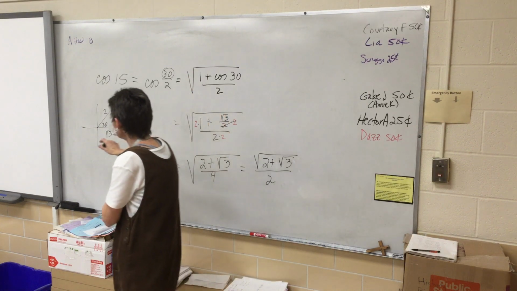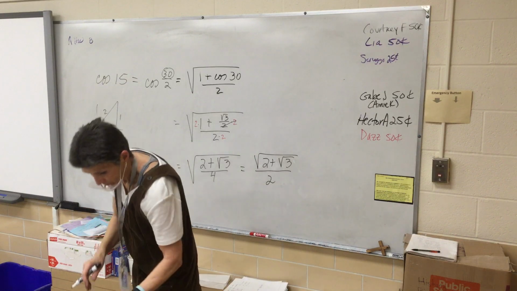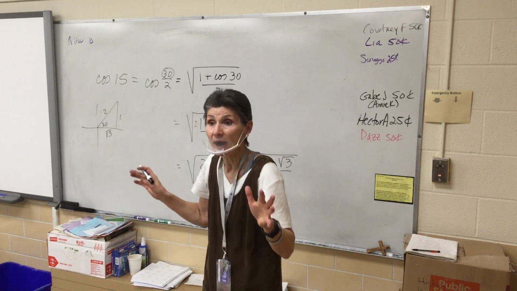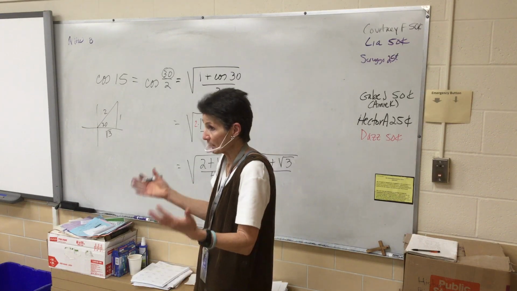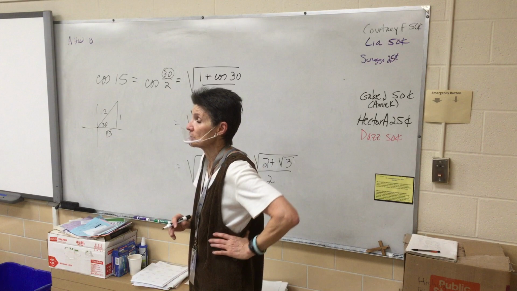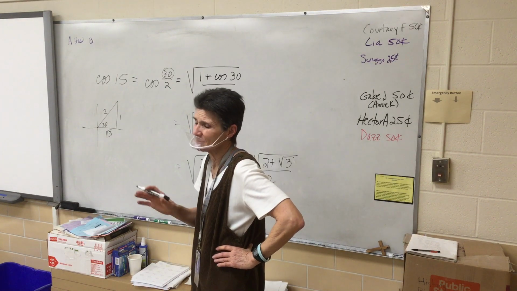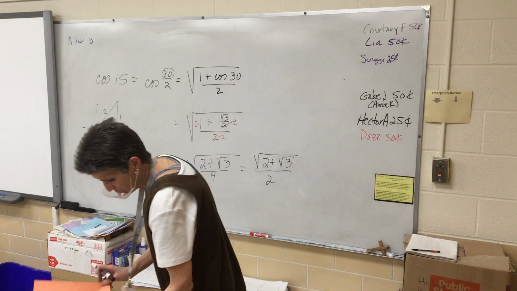But if I were finding the cosine of some angle like 195, then I would have to put the negative in front, because that's a third quadrant angle and the cosine's negative there. You see, you never really escape your positives and negatives. You always have to pay attention to them. All right, let's do one more.